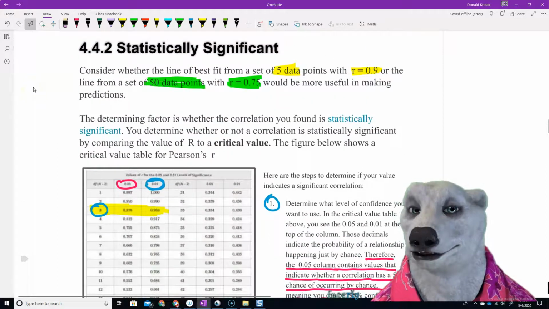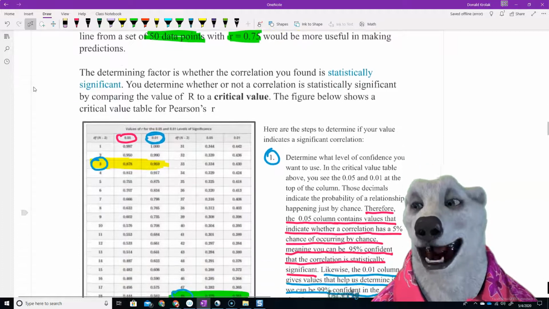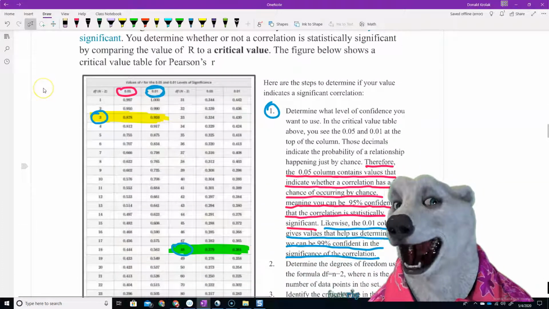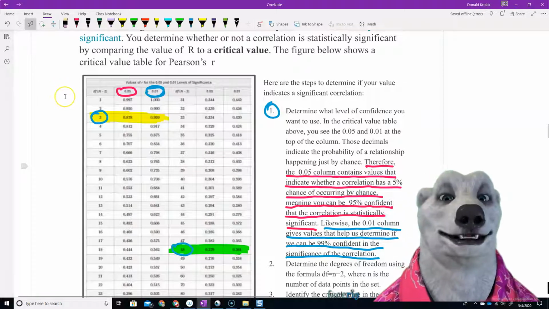All right. So for our yellow data here, R was 0.9. So to test that, hold on.